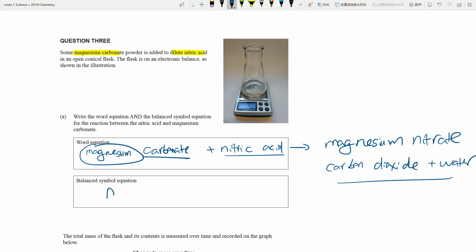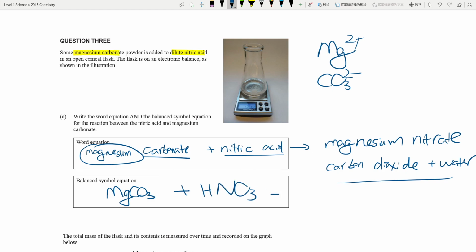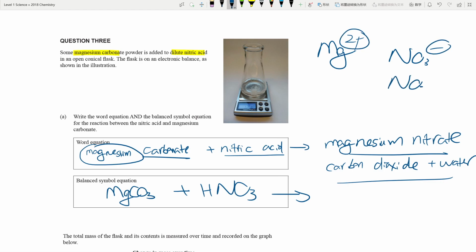Balanced symbol equation: magnesium carbonate, magnesium is Mg2 plus, carbonate is CO3 2 minus, so they cancel out perfectly. MgCO3. Nitric acid, memorize it, is HNO3. Magnesium nitrate, Mg is 2 plus, NO3 is 1 minus. Doesn't look very neat. As you can see, this is 2 plus, this is 1 minus. We need another minus to give us a negative 2 charge, which cancels a positive 2 charge.